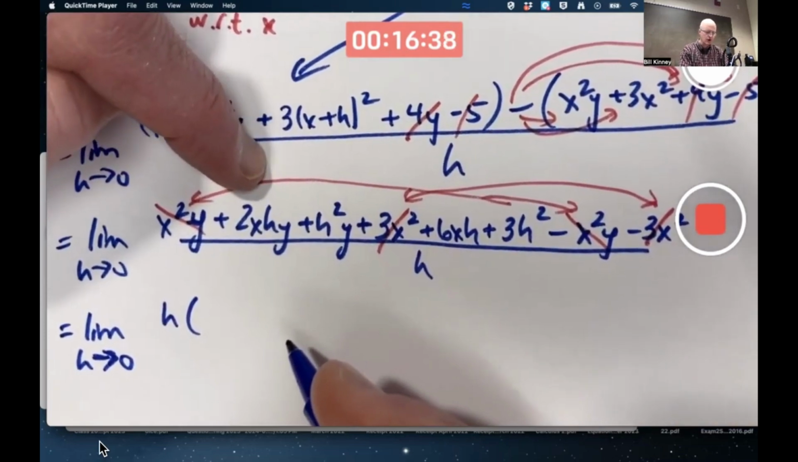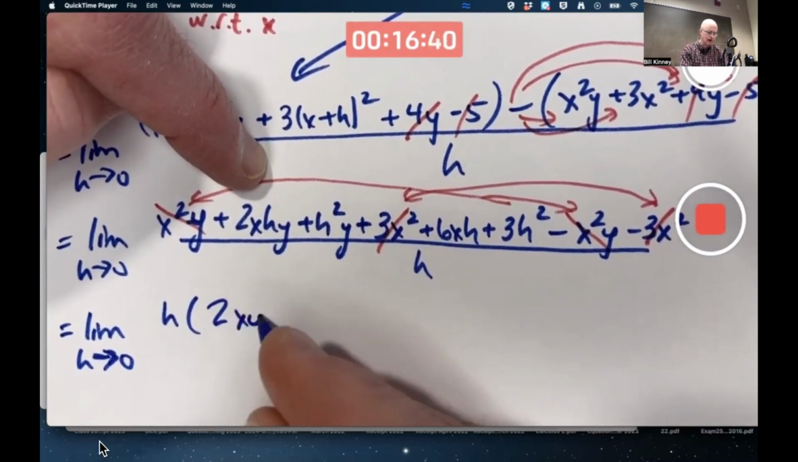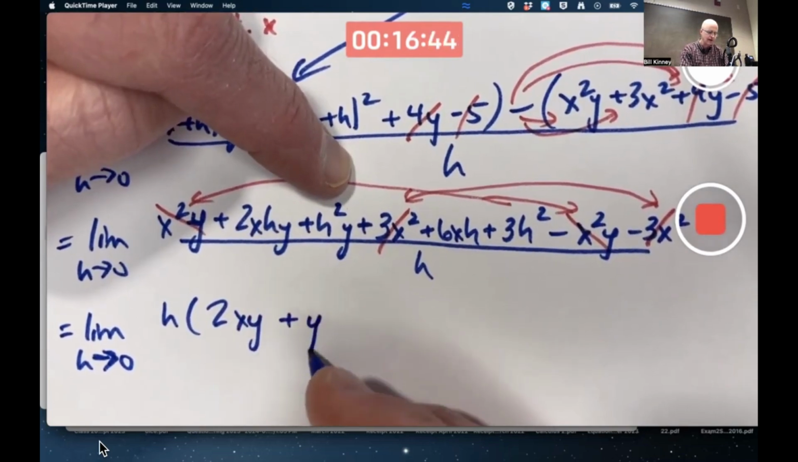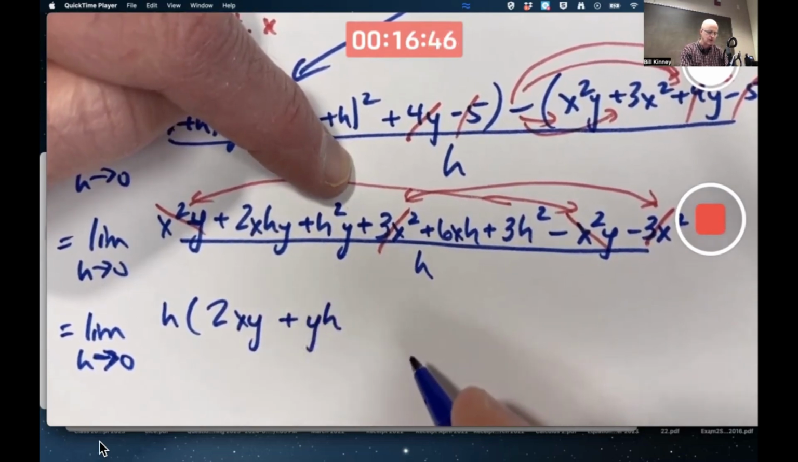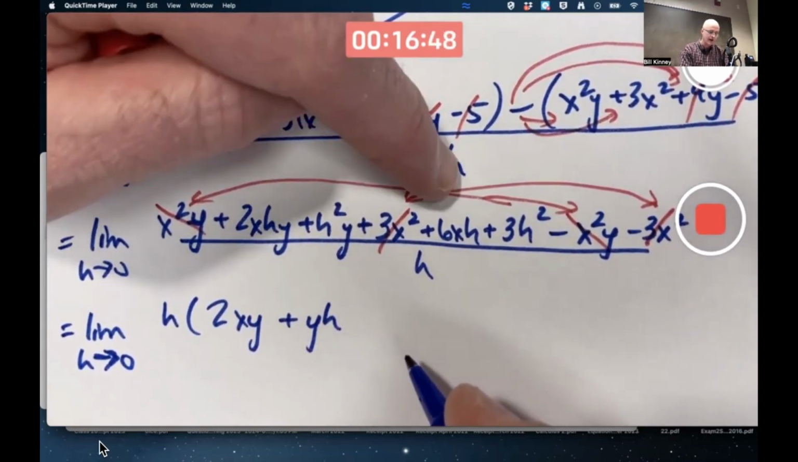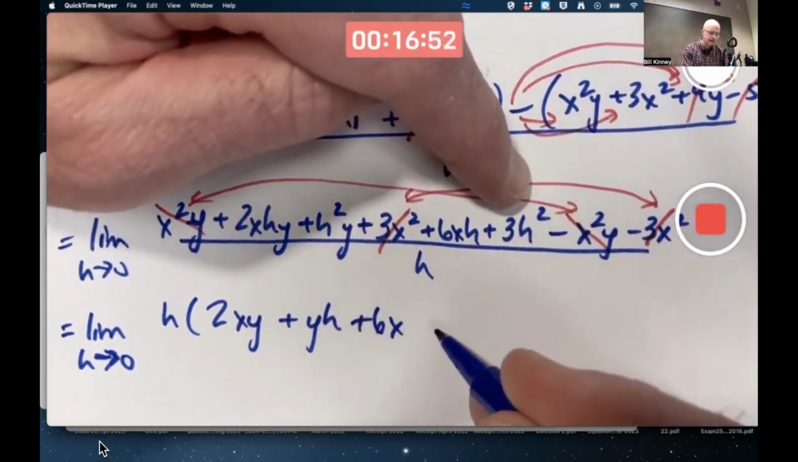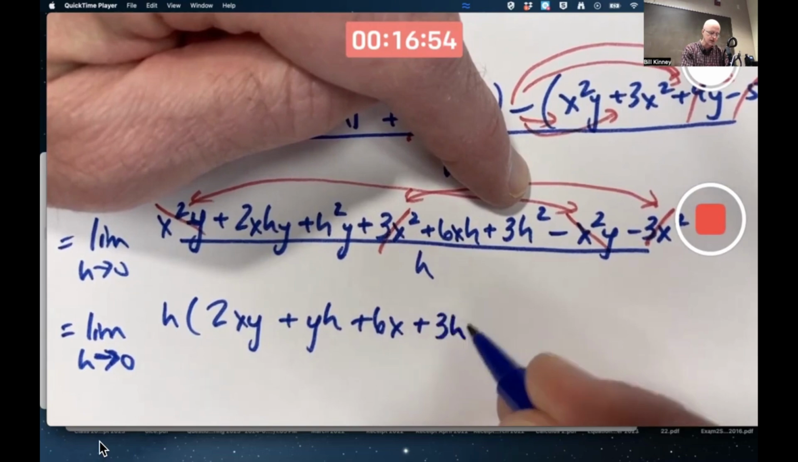Factoring it out of that term leaves me with a 2xy. Factoring it out of this term leaves me with a y times h, or h times y. Factoring an h out of this one leaves me with a 6x, and factoring an h out of this one leaves me with a 3h.